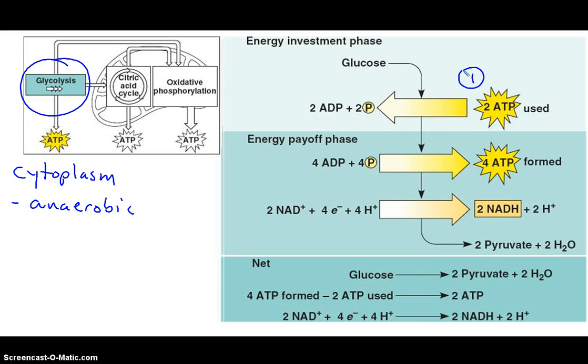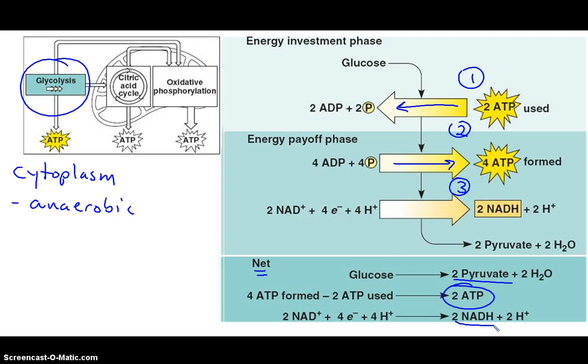We've got the splitting phase, which isn't really shown. And then finally, we've got the energy payoff phase. And again, down here, you'll see net. And that's what I really want you to notice: we have 2 ATP that we invest, we have 4 ATP that we get back, so we have a net of 2 ATP at the end. We also have the 2 molecules of pyruvate and the 2 molecules of NADH as we move along.